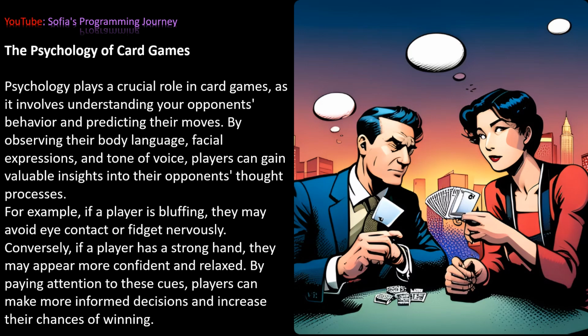The psychology of card games. Psychology plays a crucial role in card games, as it involves understanding your opponent's behavior and predicting their moves. By observing their body language, facial expressions, and tone of voice, players can gain valuable insights into their opponent's thought processes. For example, if a player is bluffing, they may avoid eye contact or fidget nervously. Conversely, if a player has a strong hand, they may appear more confident and relaxed. By paying attention to these cues, players can make more informed decisions and increase their chances of winning.